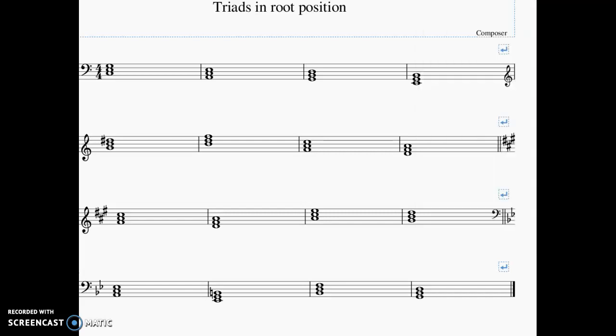Okay, so let's identify some triads. So here I've composed a bunch of different triads. Let's walk through the first one together. So here we are, our first triad.